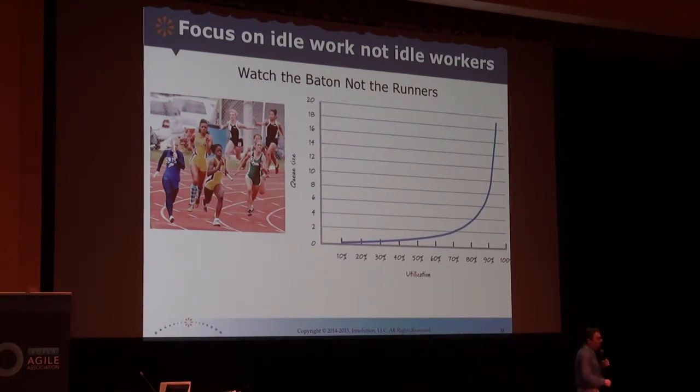The principle is it's all about the idle work, not about the idle workers. But that's exactly the opposite of what most companies do. Their goal: optimize utilization. The result of that: sub-optimize flow. Let me show you why. Last piece. I borrowed the graph from queuing theory. You don't need to know anything about queuing theory to know that the graph is correct.